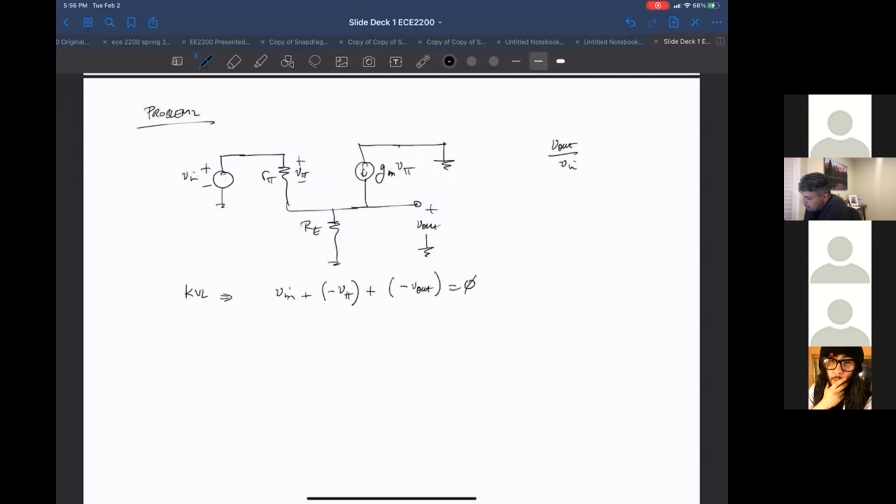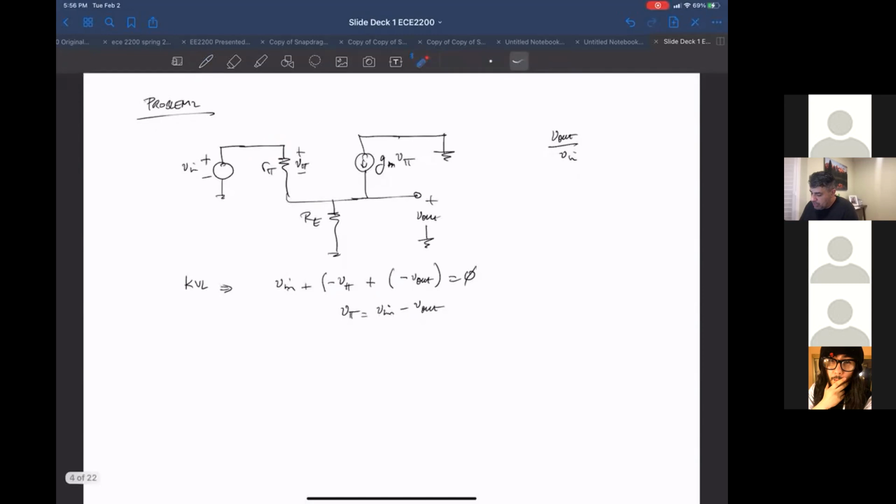So all that is equal to 0. You can do whatever you want with it, but what I did was say V pi is equal to V in minus V out. Which again, by inspection, you can kind of see it. You have V in over here, V out over here, so V sub pi must be V in minus V out. But I think it's wise at this point to get practice with KVL and all that stuff.